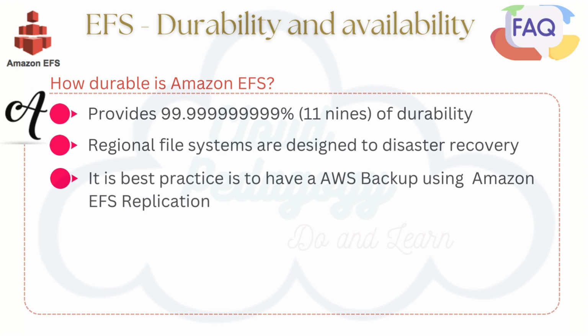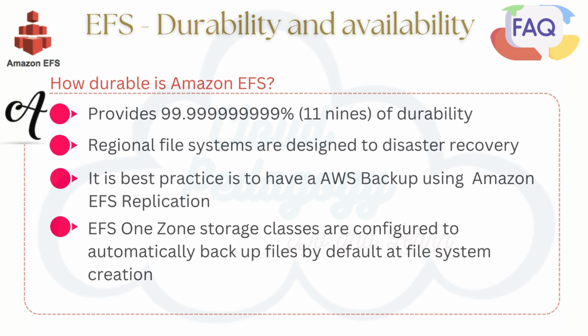As with any environment, the best practice is to have a backup and to put in place safeguards against accidental deletion. For Amazon EFS data, the best practice includes replicating your file system across regions using Amazon EFS replication and a functioning, regularly tested backup using AWS Backup. File systems using EFS One-Zone storage classes are configured to automatically back up files by default at file system creation.